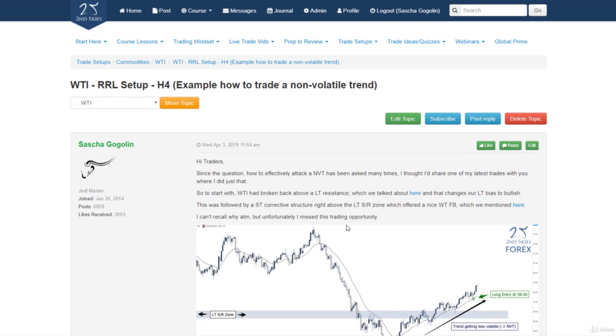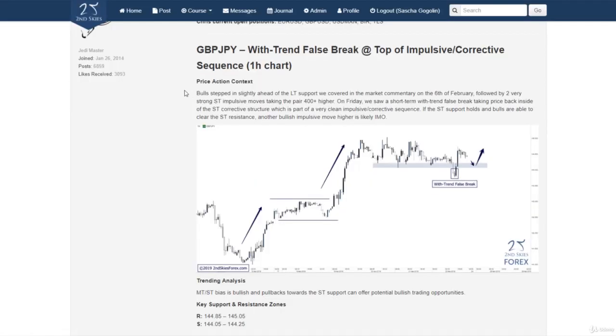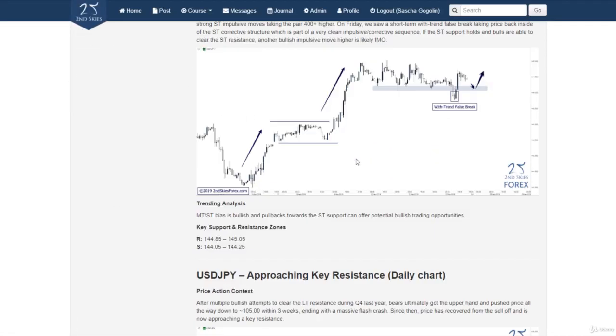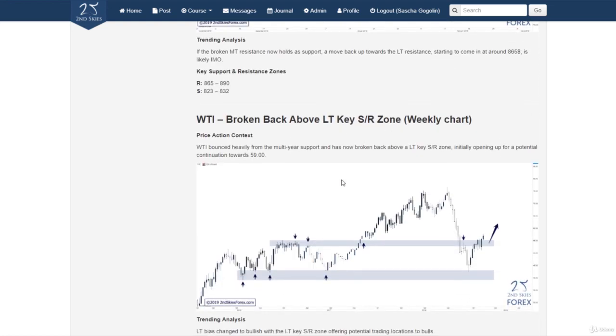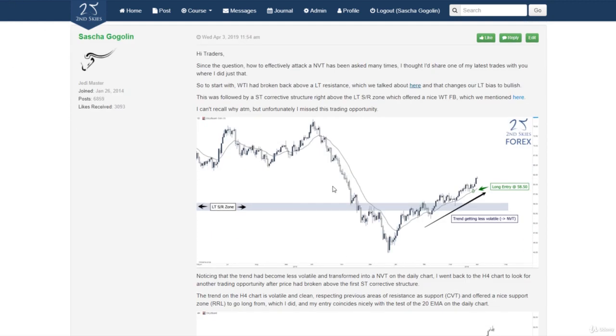And just to show you, this is not something created afterwards, after the fact. It's actually that we share this inside our forum, these opportunities. So for example, here I've also linked to the market commentary where we actually talked and mentioned about this price breaking above this long-term resistance zone way ahead of time. And also talked about the false break here.